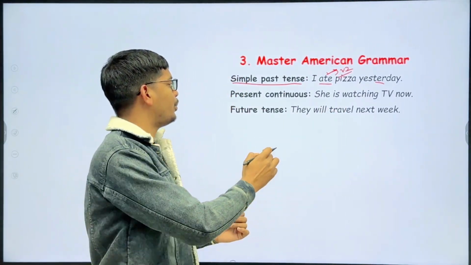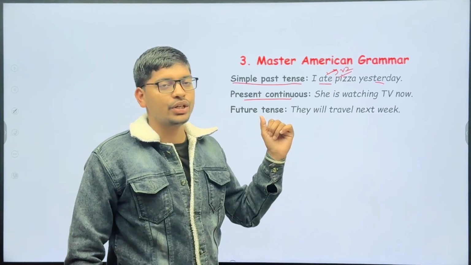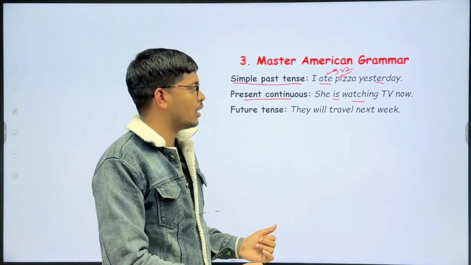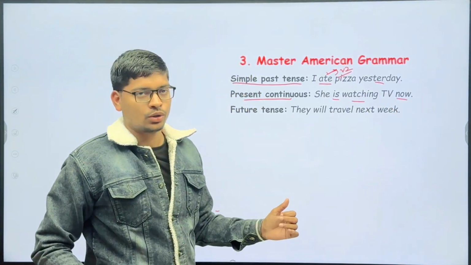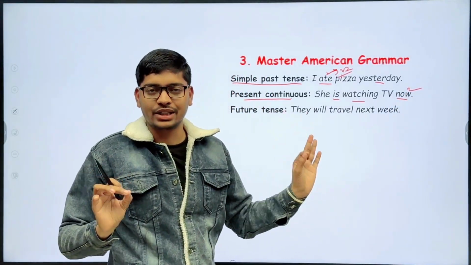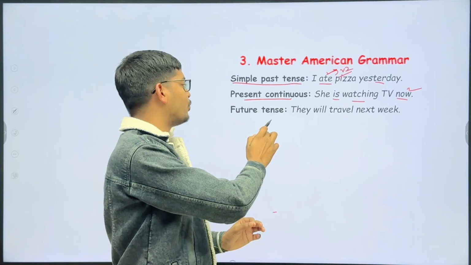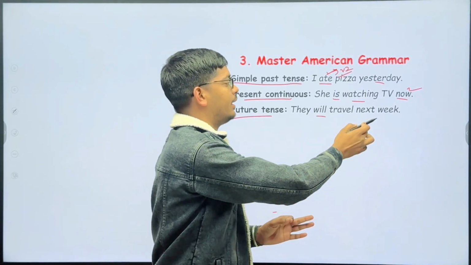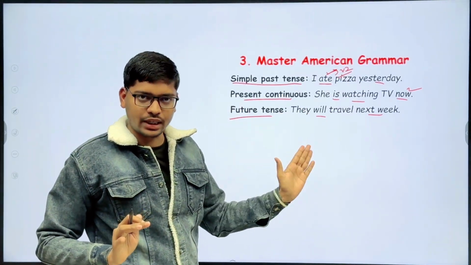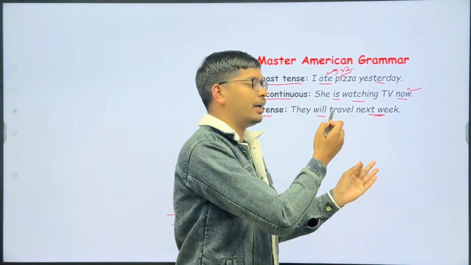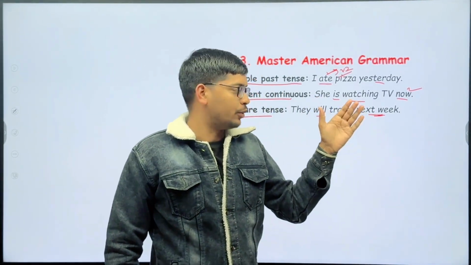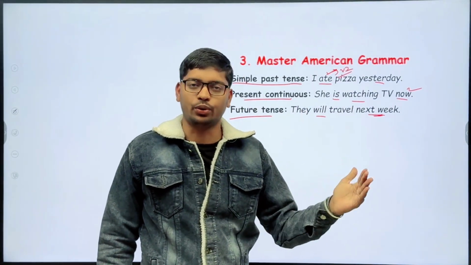Next, present continuous tense. She is watching TV now. So you can easily understand, now, not in the past, so this is present continuous tense. Then future tense: they will travel next week. Here "will" is the helping verb of future tense, and "next week" is the adverb of time. And "is watching" is "is" plus gerund. You can easily understand this is present continuous tense.